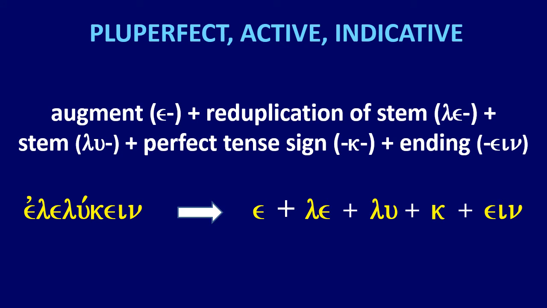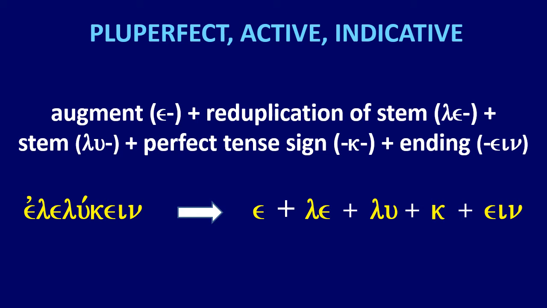Let's look at the formation of how the pluperfect active indicative appears. Here you see various parts for eleleukein. This is similar to leleuka. And so what you've got here for the pluperfect active indicative is you've got the stem, of course, lu, and then you've got a reduplication of the stem, lelu. You've got the kappa, perfect tense sign there, right in the pluperfect form. And then you've got an ending, ein in this case. But notice it's got an augment that prefixes it all. And that's, again, a past time marker.